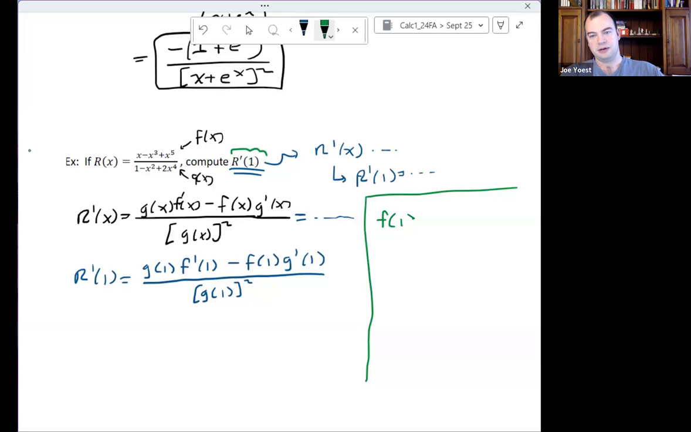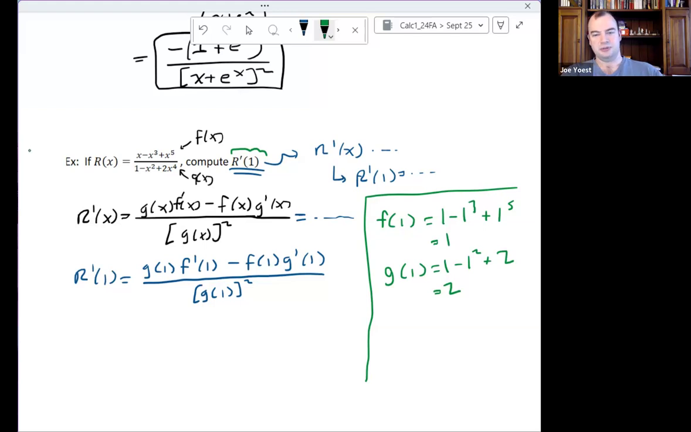So let's find f of 1. Well, f of 1 isn't bad. It's 1 minus 1 cubed plus 1 to the 5th, or 1 minus 1 plus 1 is just 1. What's g of 1? 1 minus 1 squared plus 2, or 1 minus 1 is 0, and then plus 2 is 2. Okay, now I need to find f prime of 1 and g prime of 1.